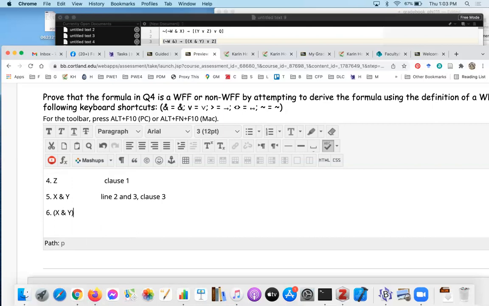We need parentheses to maintain that as its own formula. Wedge Z. And that is a well-formed formula because we have the formula X and Y on line 5. And then we have Z on line 4. And then clause 3 says we can stick them together with a wedge.